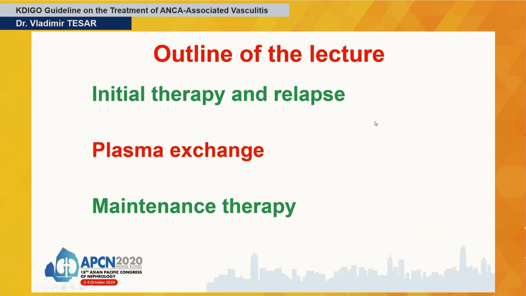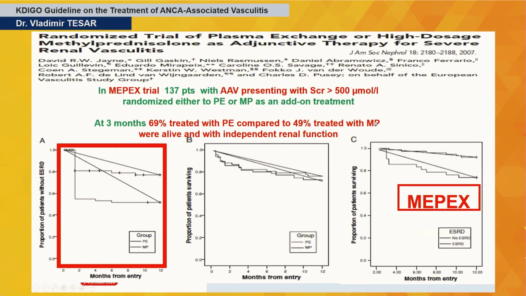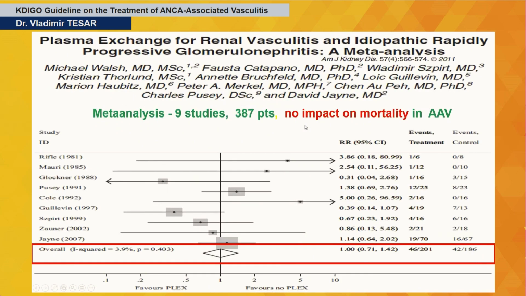So the second part of the lecture, plasma exchange. In 2007, the MEPEX trial showed that in patients with AAV presenting with high serum creatinine, plasma exchange is associated with better preservation of independent renal function at 3 months, 69% versus 49%.